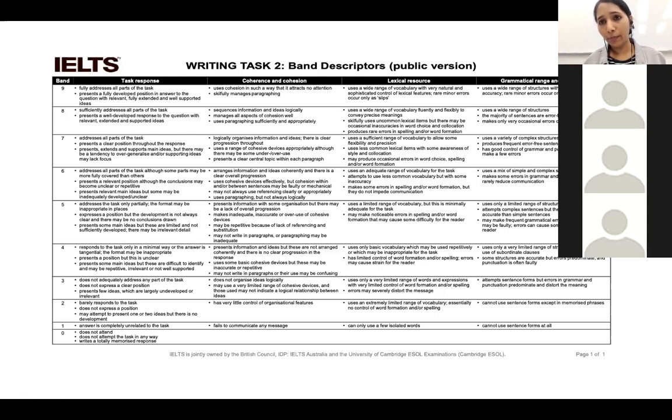So what do they mean by complex structures? Our sentences should contain simple and complex sentences. Okay, so we will learn how to form complex sentences. Forget about compound sentences. Nobody wants them. Then produce frequent error-free sentences and punctuation. Okay, I should be explaining this. I should be writing this down.